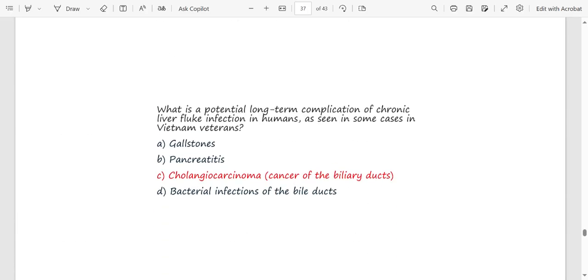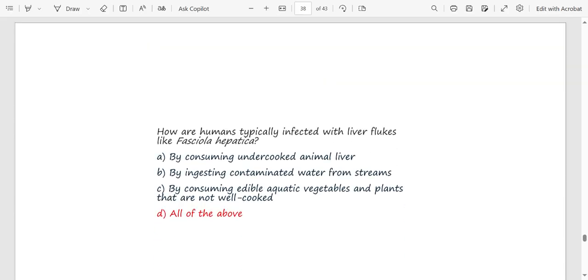What is a potential long-term complication of chronic liver fluke infection in humans, as seen in some cases in Vietnam veterans? Potential long-term complications: gallstones, pancreatitis, inflammation, cholangiocarcinoma. So there can be cholangiocarcinoma, the cancer of the biliary tract, especially, remember, not really with Fasciola, but with Clonorchis. Okay, that's the one which is more associated with the cancer.